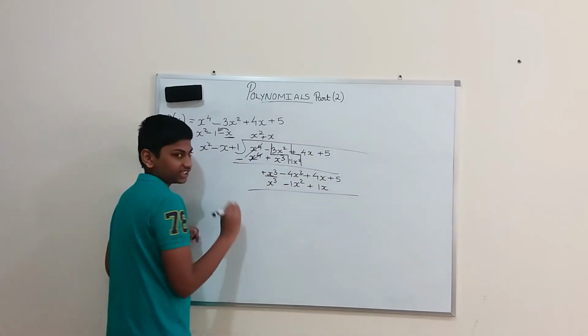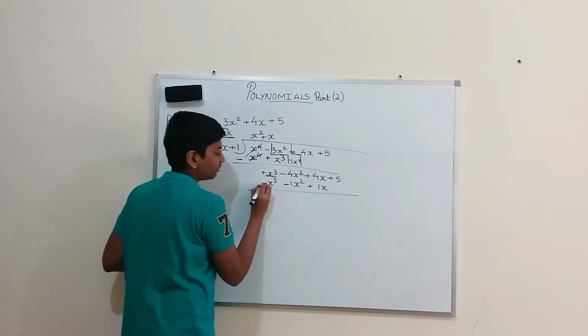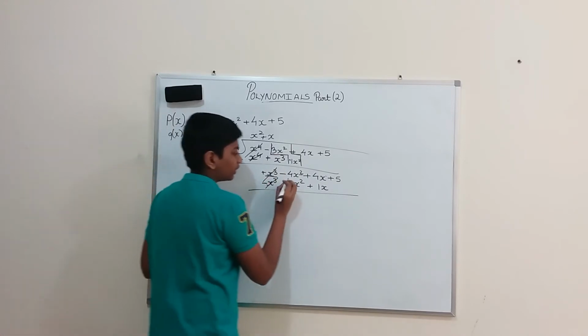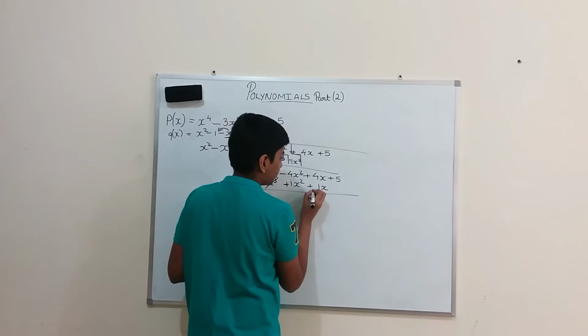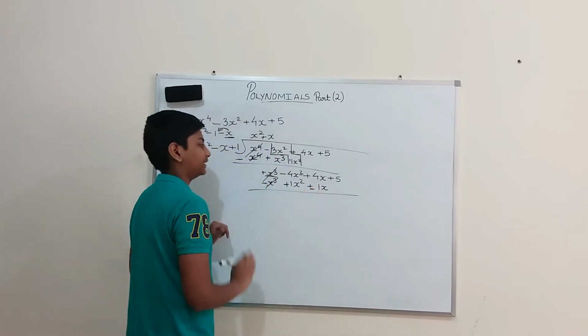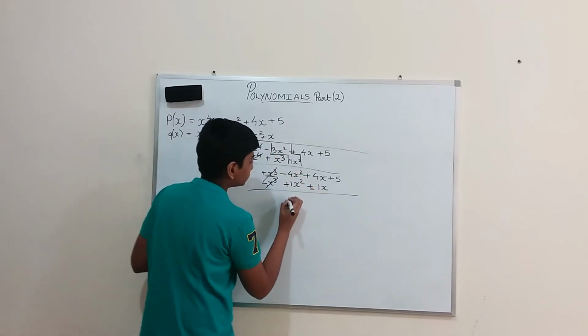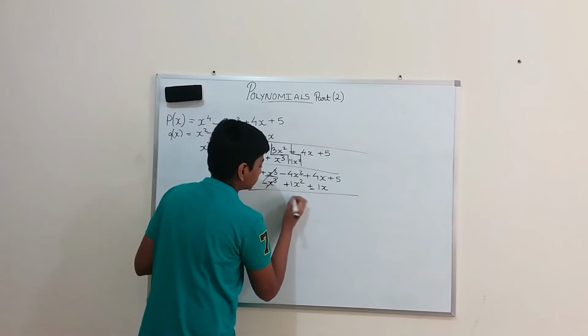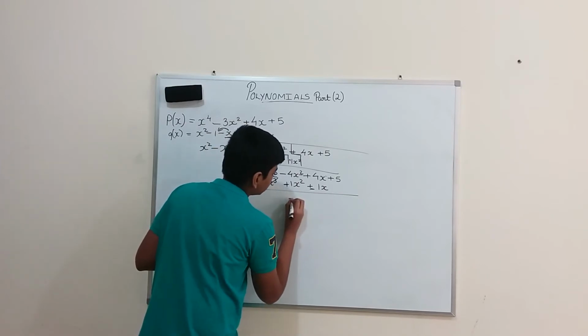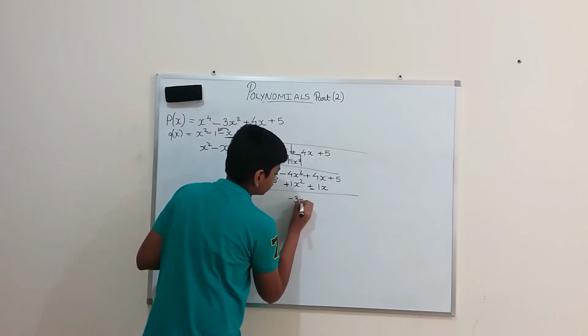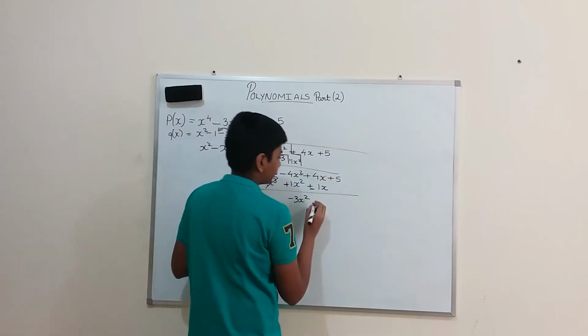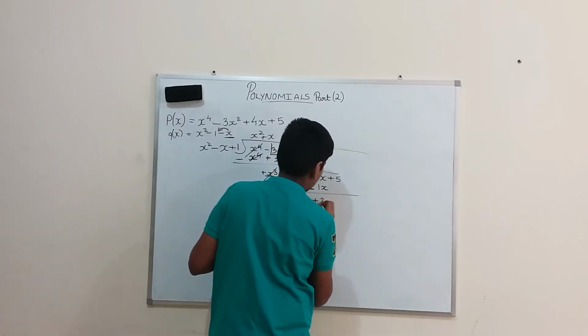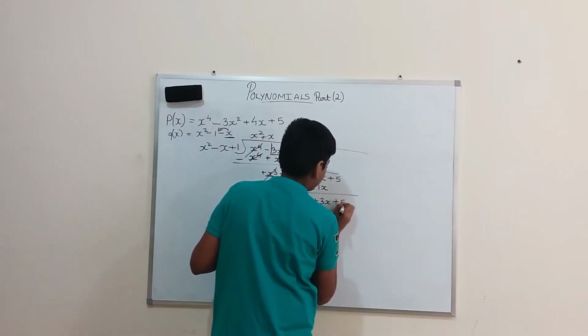So we need to change these symbols to cancel. So we'll cancel these both. Now we should make the symbol minus to plus, then this plus to minus. So now what happens? It becomes minus 3x. Yeah, right? So it becomes 3x minus 3x square. Then it becomes here also plus 3x plus 5.